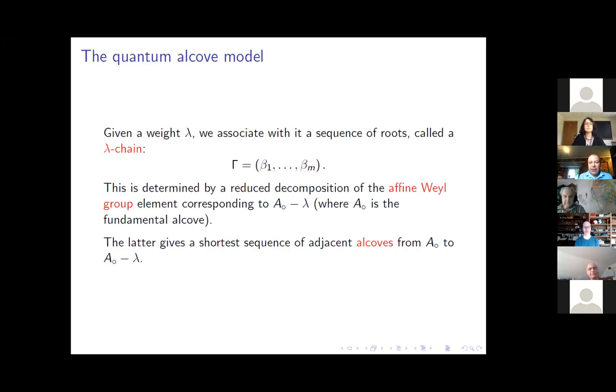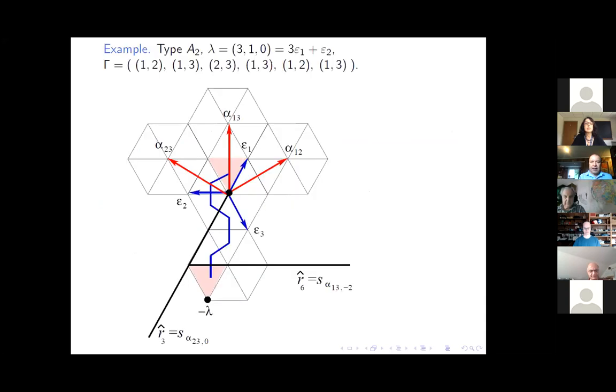Basically, we can visualize this as the shortest sequence of adjacent alcoves, which starts at the fundamental one and goes to the translated one by negative lambda. So here is an A2 picture. You see the origin in the middle, and we have the dominant weight 3,1,0, so 3 epsilon 1 plus epsilon 2. Here at the bottom, you see the weight negative lambda, you see the alcoves, and this blue path is joining the fundamental alcove to the translated one.